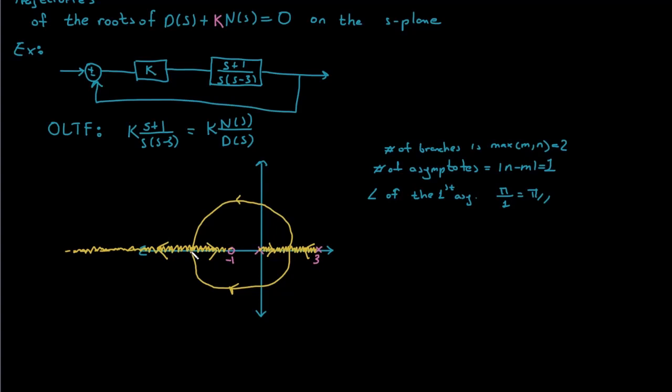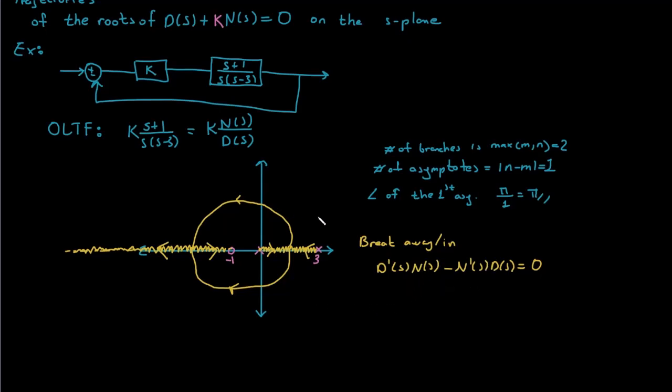But we can verify those because, for example, we can find the intersection with the j omega axis, and we can find the breakaway and break-in points. So, for example, let's find the breakaway and break-in points. You remember that we had the equation d prime of s n of s minus n prime of s d of s is equal to 0. The solution to this equation gives me the break-in or breakaway points.